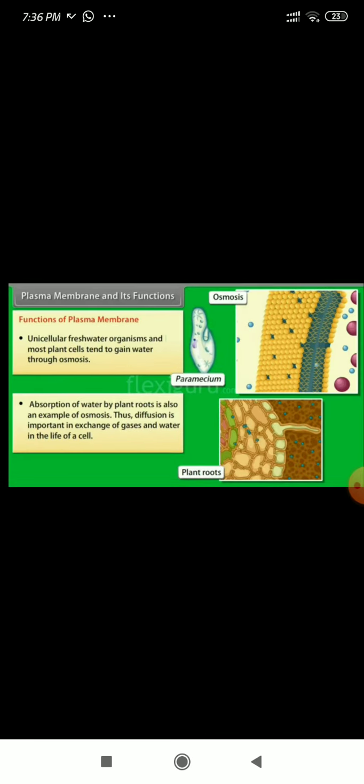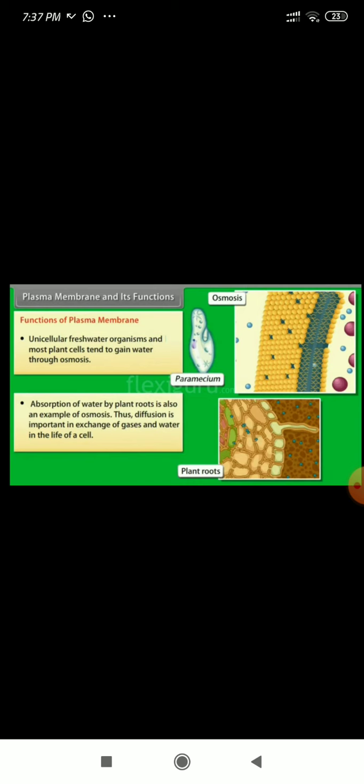Okay, see here the functions of the plasma membrane. Unicellular freshwater organisms and most plants tend to gain water through osmosis. Osmosis, as I just said, is the movement of molecules from lower concentration to higher concentration with the help of the plasma membrane only. So this is a unicellular organism, Euglena. Through the osmosis process, it is able to get water to the inside of the cell.